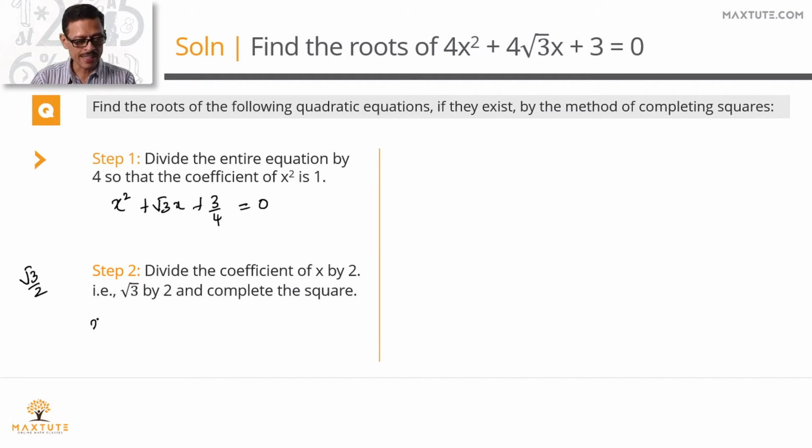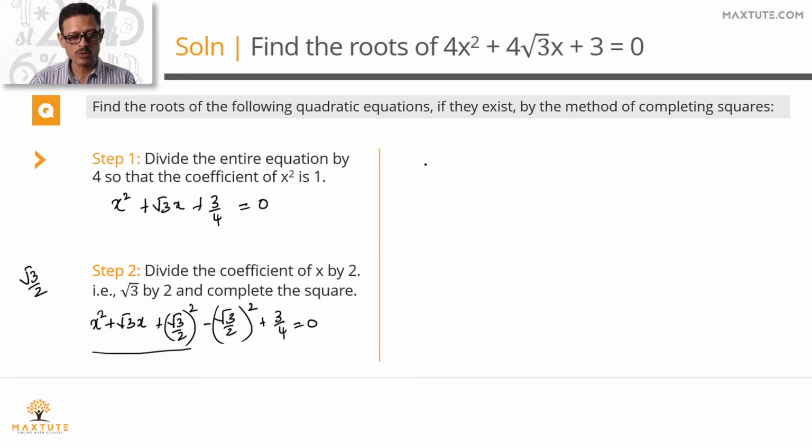Now the next step is to write the first two terms without making any change: x square plus root 3x. Pick this term, square it, root 3 by 2 the whole square. Add it once, square it and subtract it once. So the equation remains unchanged. Plus the 3 by 4, which is a constant term in the resultant equation that we had. This is equal to 0. Now this part will be x plus root 3 by 2 the whole square.